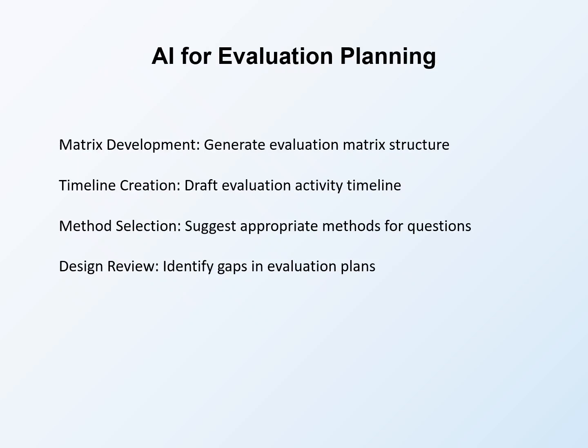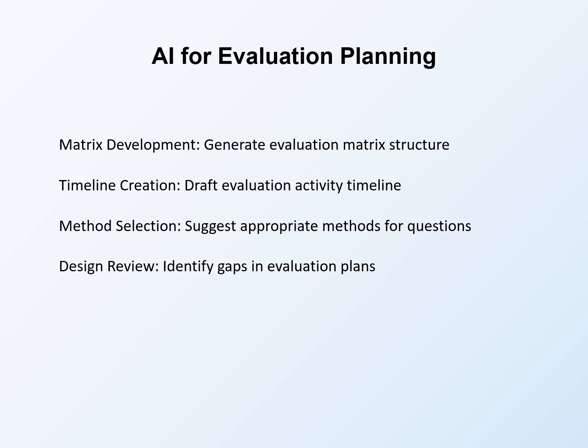AI for evaluation planning can assist with developing comprehensive evaluation designs that address key questions systematically. This application is particularly useful for thinking through evaluation components and ensuring comprehensiveness. Design prompts might request evaluation plans for specific program types. Example: develop an evaluation plan for a youth mentoring program, including process and outcome evaluation components, suggested methods, and timeline considerations.